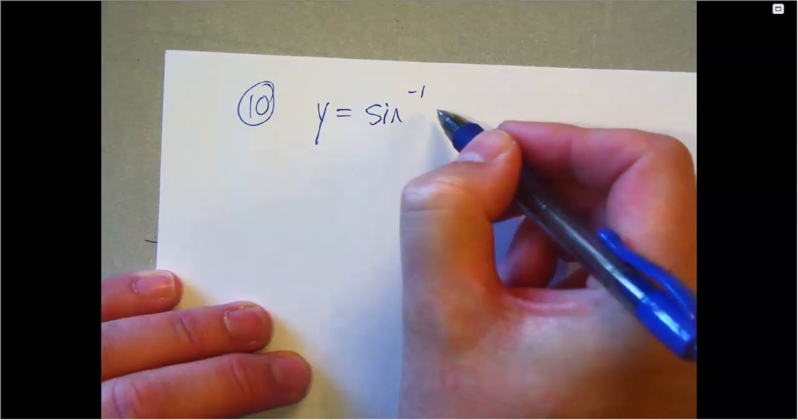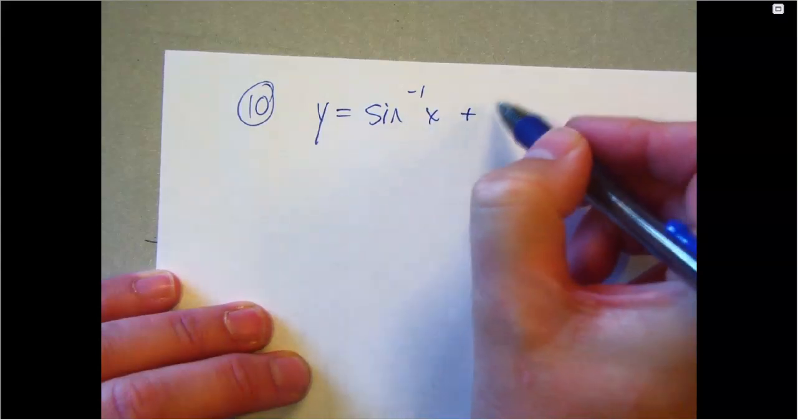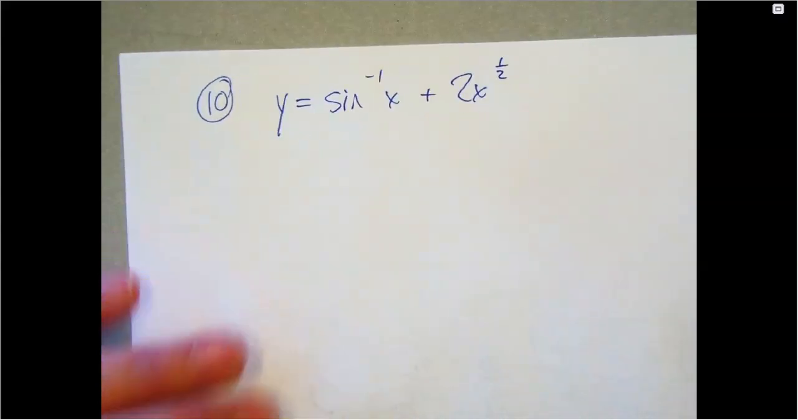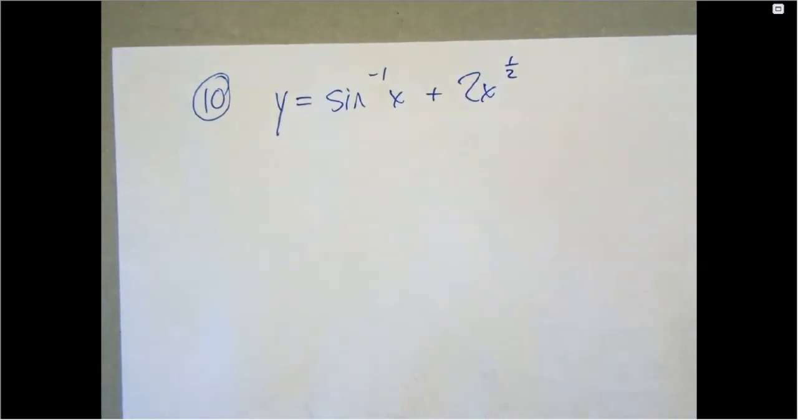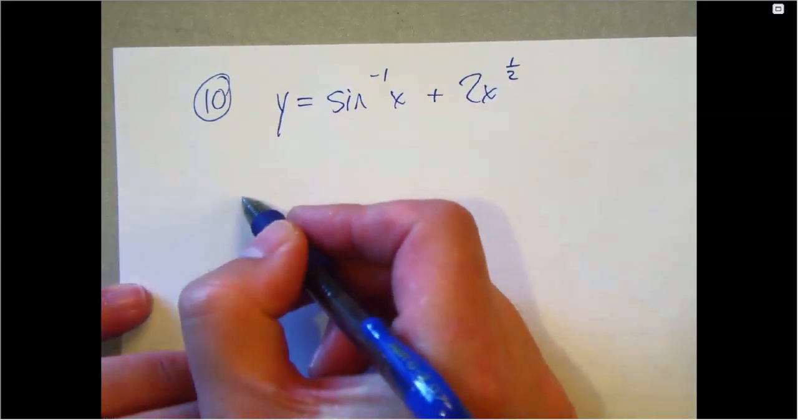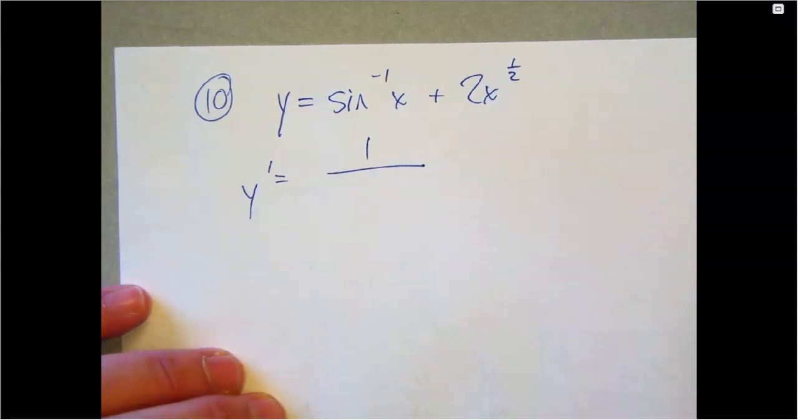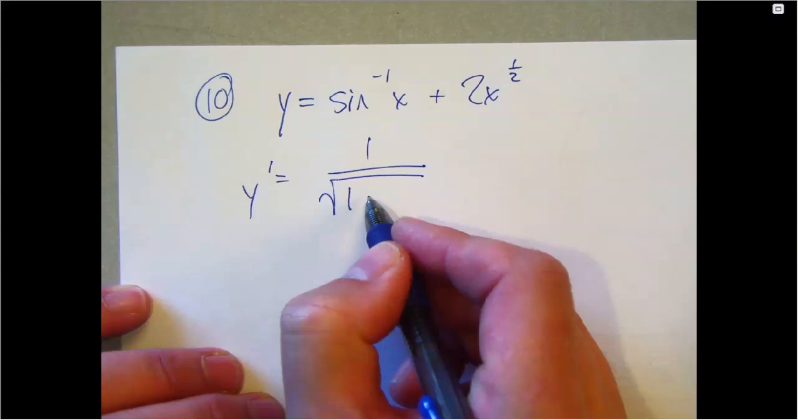Sine inverse of x plus, I'm just going to make that 2x to the 1/2 instead of 2 square root of x. Is that fine, Max? Okay. So sine inverse. You guys all memorize these, right? What's the derivative of sine inverse? They're all 1 over. I know it's positive because it doesn't start with a c. What else we got? Root 1 minus x squared.